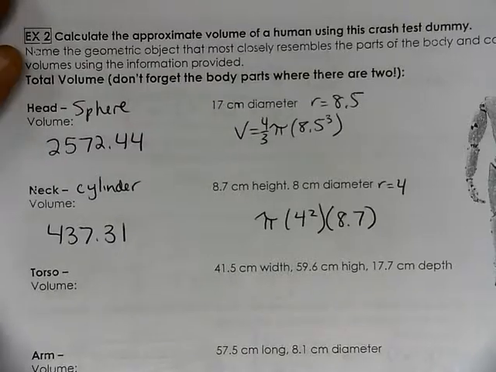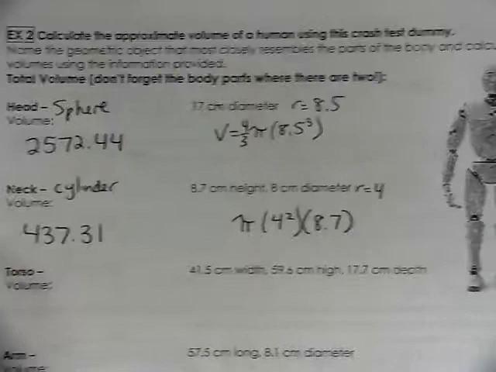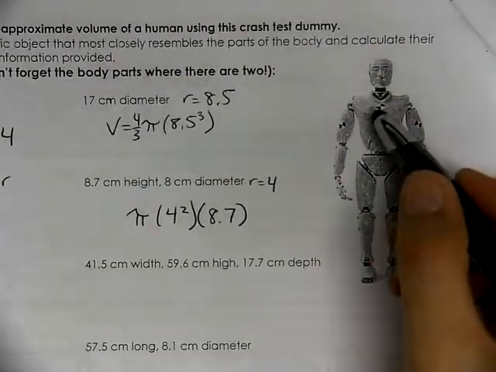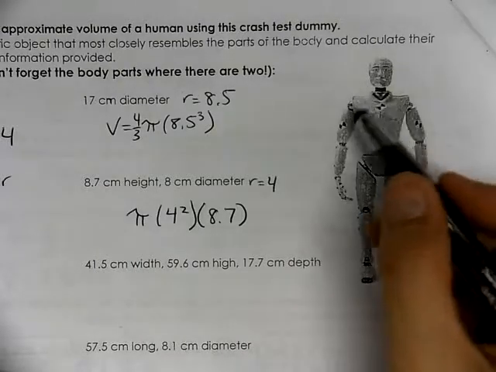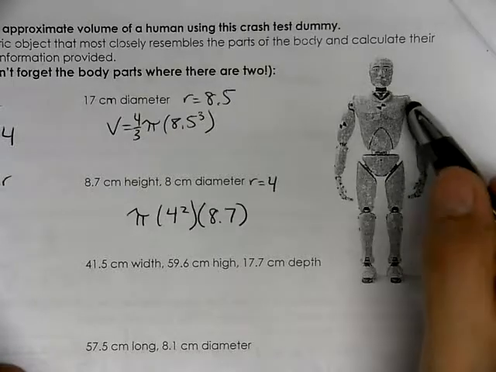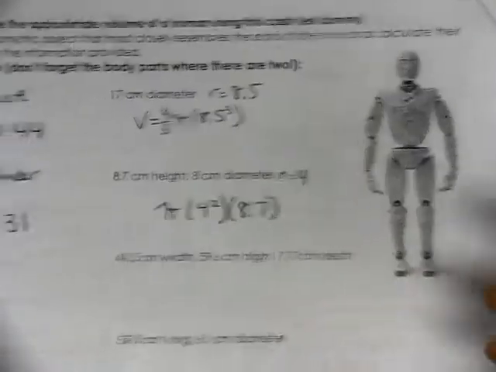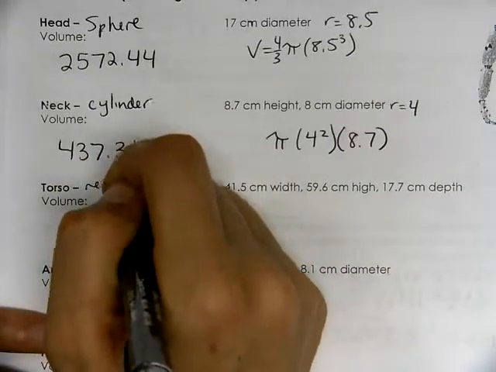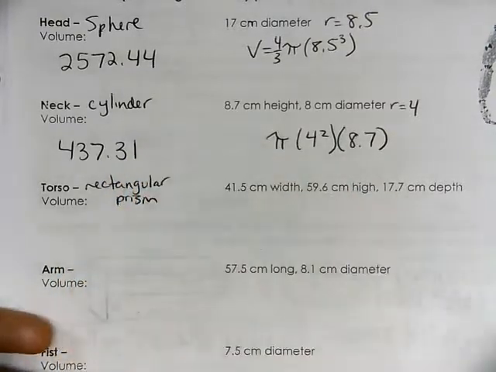There's a reason we're finding the volume of this human being. So, its torso. That's this part. What do you think? What shape? Let's pretend it's not a cylinder. It's not a triangle. It's not a square. There we go. Rectangular prism.